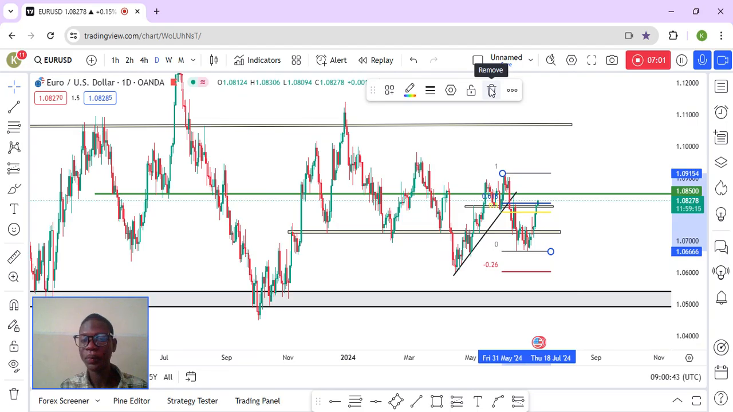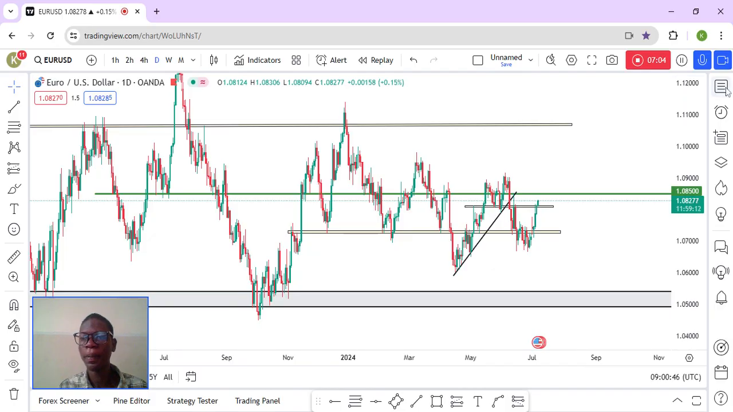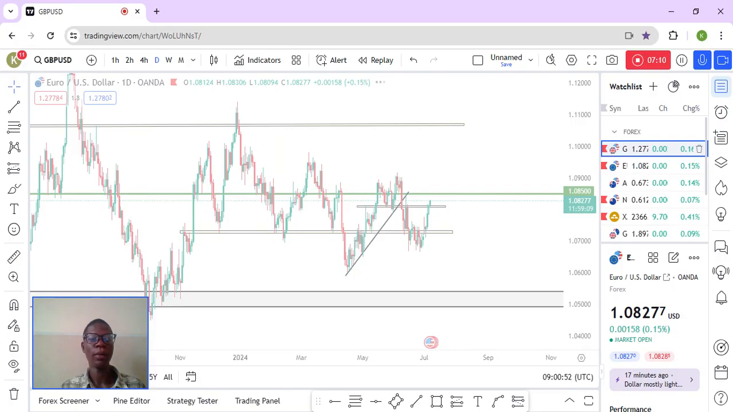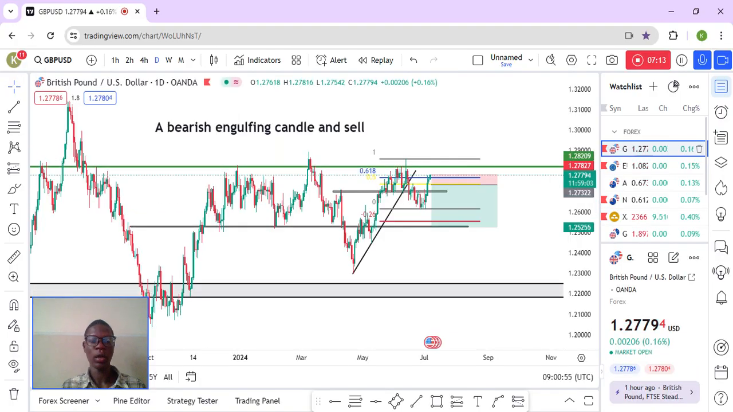Let me go over to the GBP USD. You guys know GBP USD and Euro USD are likely the same thing because of the dollar index. I want to say something, guys. I did my fundamental analysis on the dollar, on the pound, and on the euro. The overall trend for Euro USD and GBP USD is bearish. You guys know I've said it a couple of times that the overall trend is bearish, but right now we are still bullish.